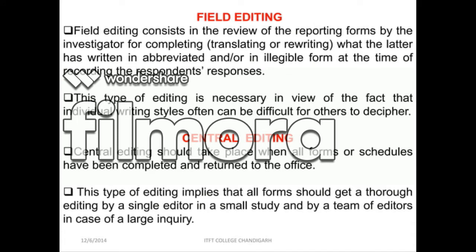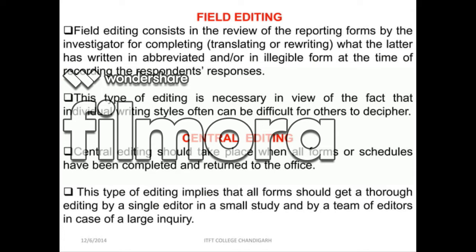So what's the difference between the two? Let's talk about it. So let's start with the field editing. Field editing consists in the review of the reporting forms by the investigator for completing, translating, or rewriting what the latter has written in abbreviated or illegible form at the time of recording the respondent's responses.